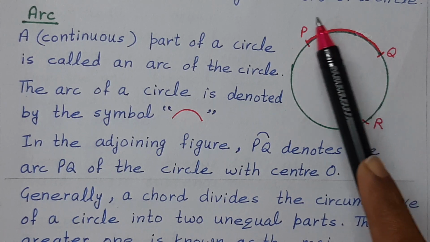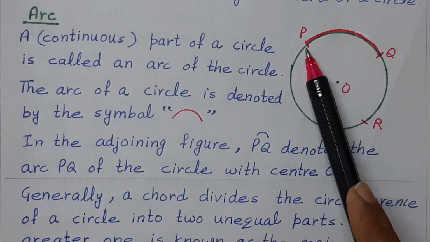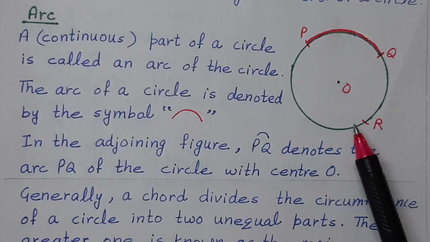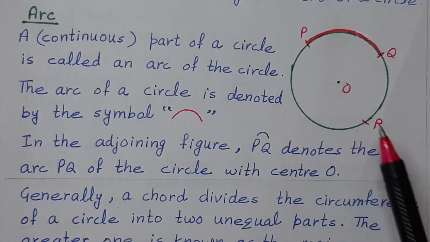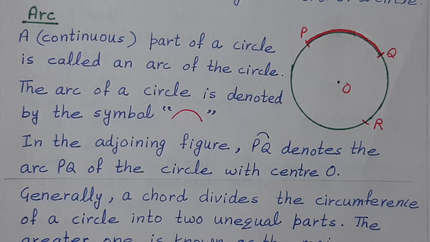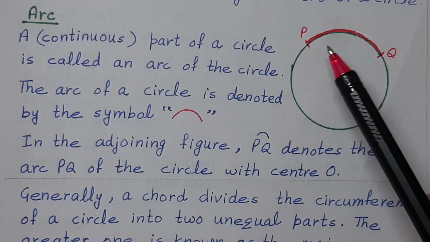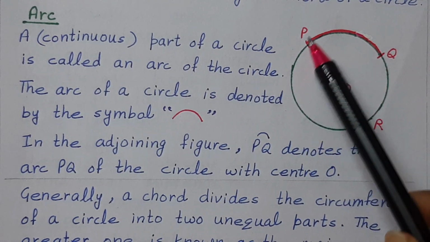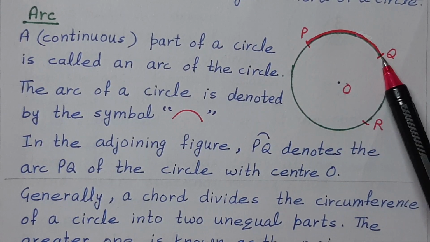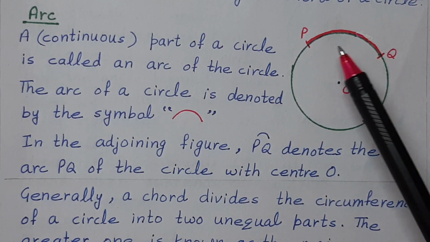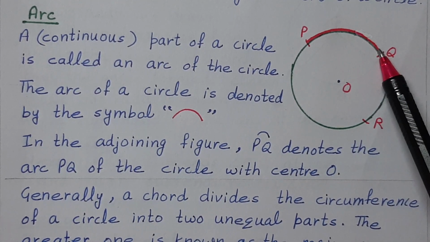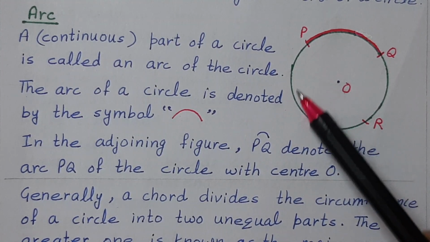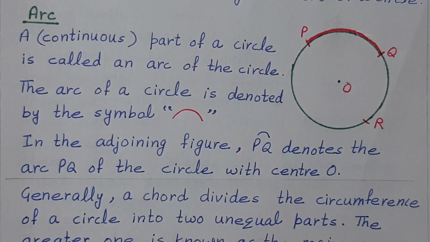Now students, there are 3 points lying on the circle, that is P, Q and R. Generally, a chord divides the circumference of the circle into 2 parts. Clear? Now the greater one is known as the major arc and the smaller one is known as the minor arc. So, PQ is the minor arc and PRQ here is the major arc. Clear?